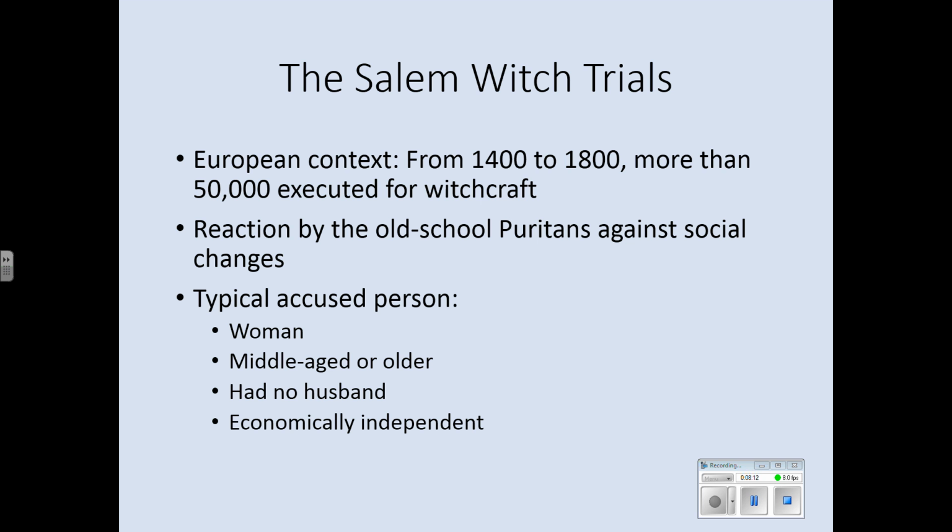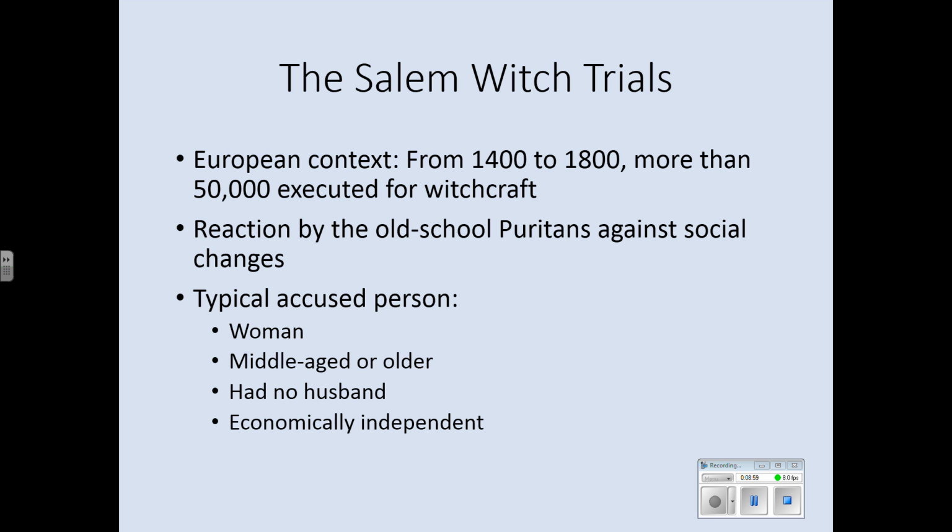Now, in Salem, Massachusetts, the most common person to be executed was also a woman, but she tended to be better off. She was middle-aged or older. She had no husband, so she wasn't under male control. And she tended to be economically independent. If she were a widow, she might have gained control of her deceased husband's property. And the old school Puritans really didn't like this kind of social change. They didn't like women to have that kind of authority, and they were upset generally at what was going on in their land.